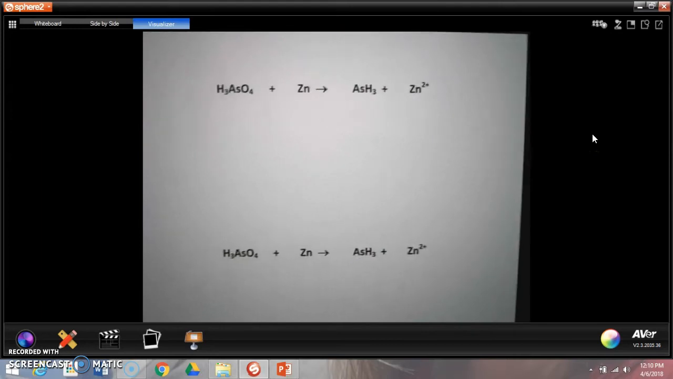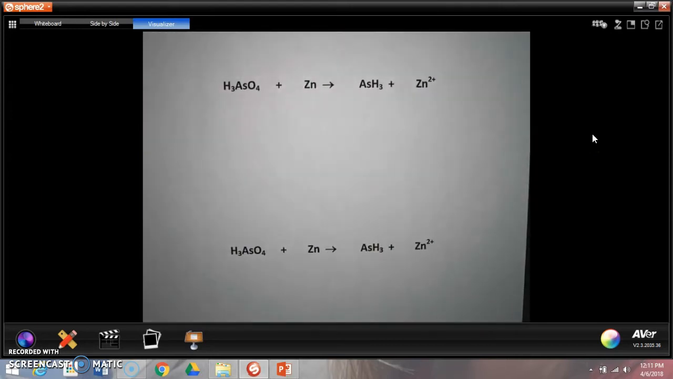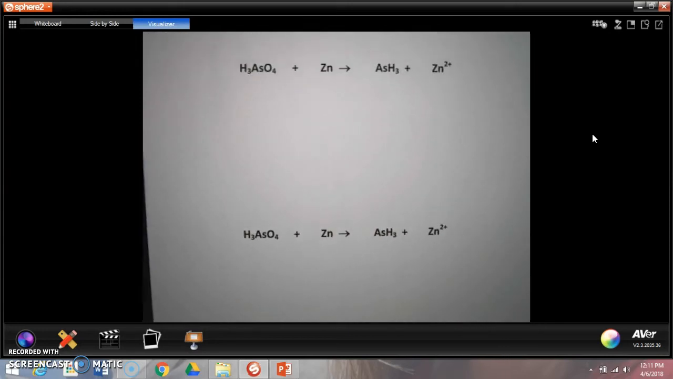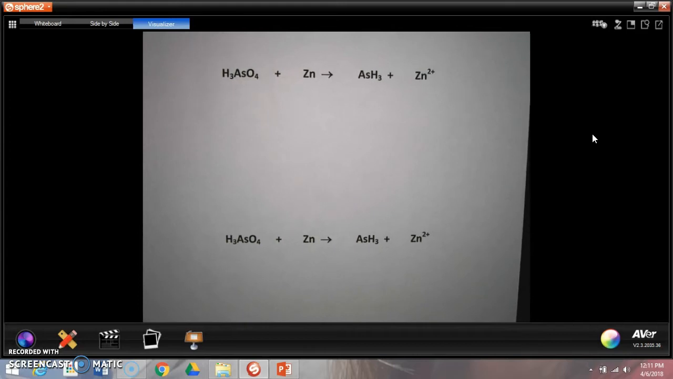So you've paused the video, you've looked at some examples and so forth. So now what I want to do is go through and do some examples for you. This first one, I'm going to balance in acid solution, and I'm going to use the oxidation number method first, and then I'm going to show you the half reaction method second. It does not matter to me which method you use.